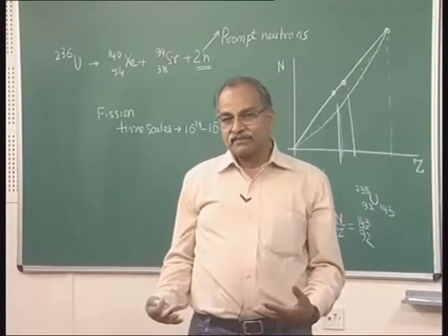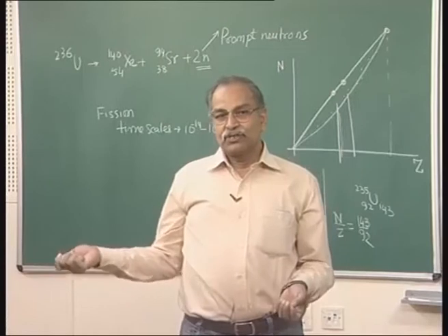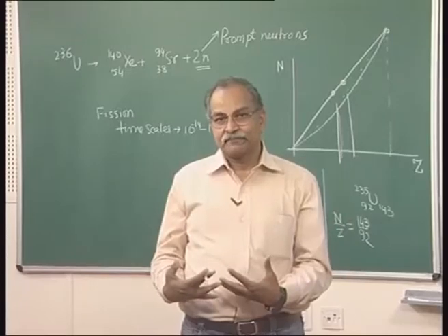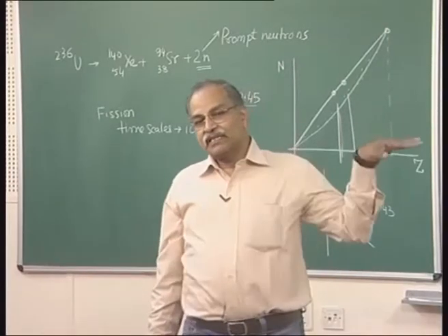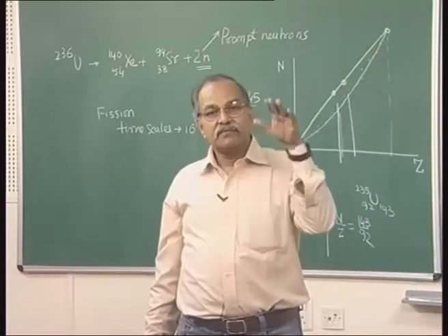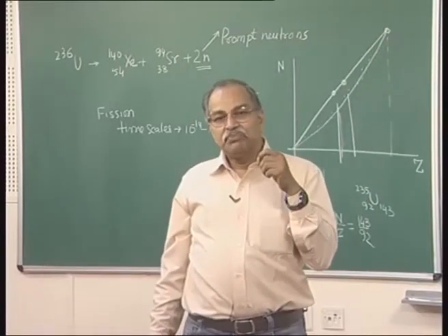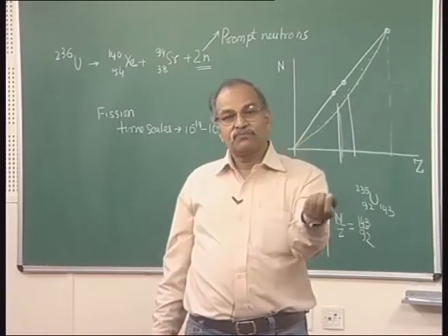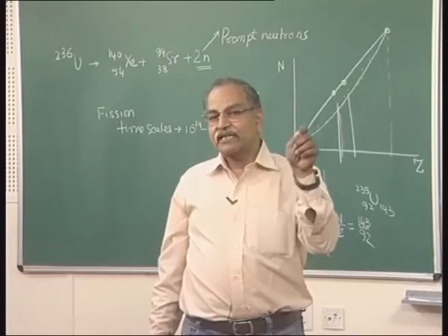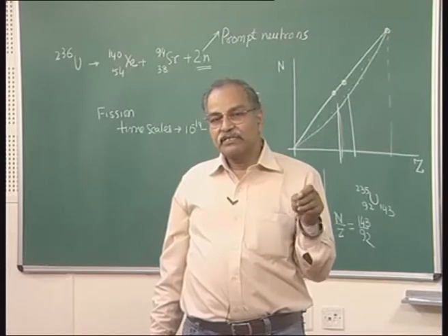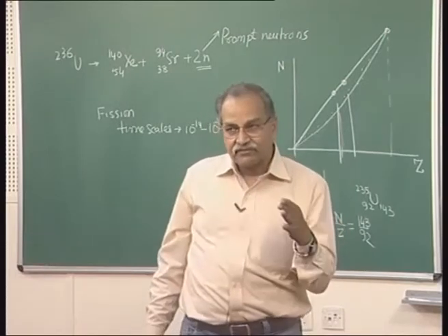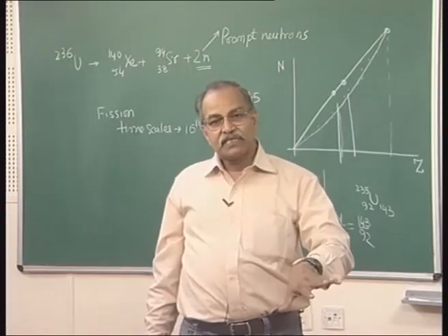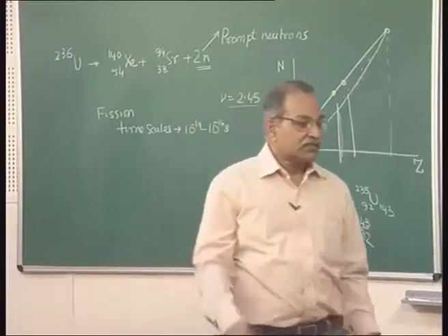But even after emitting those 2 or 3 neutrons, the 2 fragments that are created are still neutron rich. Still they are much above in that diagram, above the stability line, and therefore, they are beta minus active, because a neutron wants to convert into proton to reduce that n by z ratio. So, they decay, beta particle emitted, and they try to become stable. So, some of those beta chains I will write.